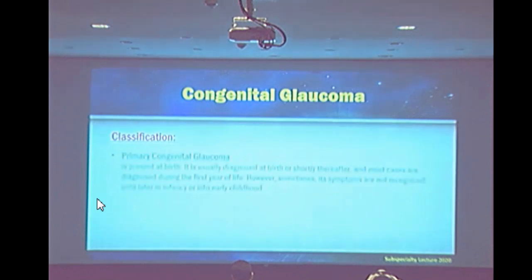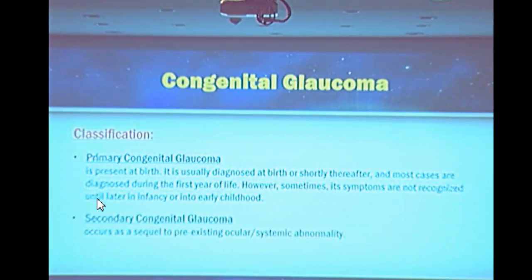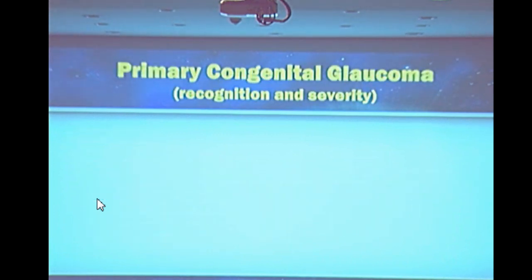Again, congenital glaucoma is classified into primary, which is present at birth or after birth, with 80% of cases recognized in the first year of life. Some of them may be recognized later in infancy or early childhood. Then there are the secondary congenital glaucomas, those cases that occur as a sequelae or a combination of systemic or ocular disorders or syndromes. So this is the broad classification.